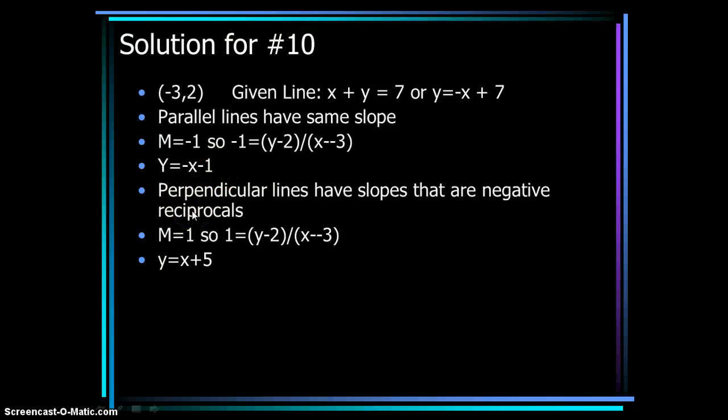Perpendicular lines have slopes that are negative reciprocals. That means if the slope of the one line is m, the slope of a line that's perpendicular to it will be -1 over m. So if this line had a slope of -1, the slope has to be 1. Putting in my point, I get (y minus 2) over (x minus negative 3), or y equals x plus 5. I think most of you got that.